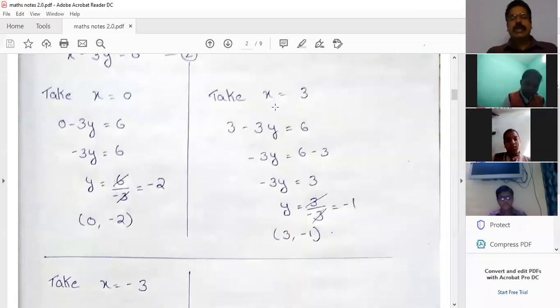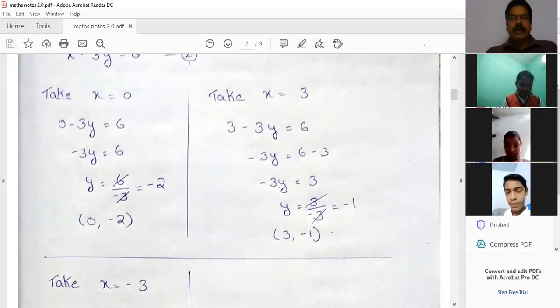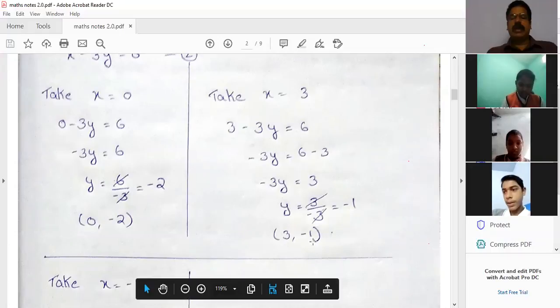Okay, and then next I take x equal to 3. Why I take 3 means we are going by the 3 table. That's why I took those numbers. If I take 1, I would get 5 by 3 or something. I can't get fractions, keep that in mind. So now x equal to 3: 3 minus 3y equal to 6, minus 3y equal to 6 minus 3, minus 3y equal to 3, y equal to 3 by minus 3, minus 1. So 3 comma minus 1 is the second solution.